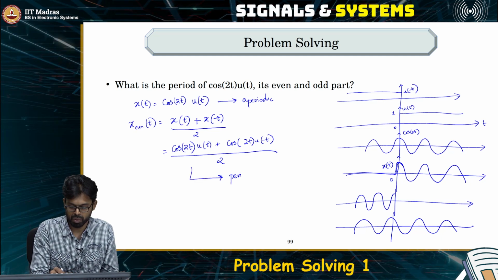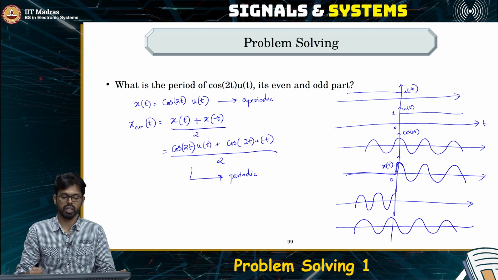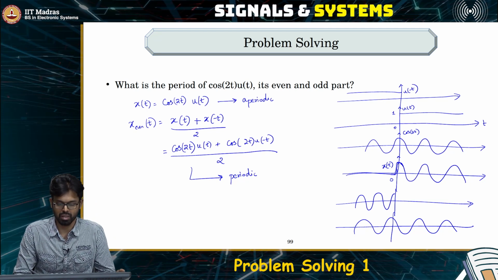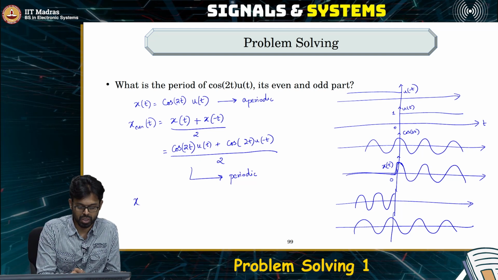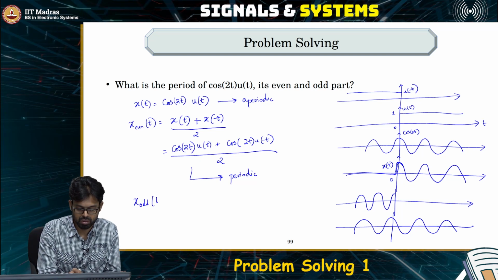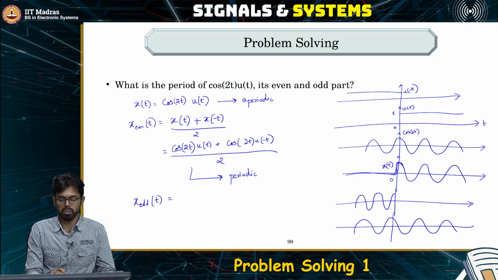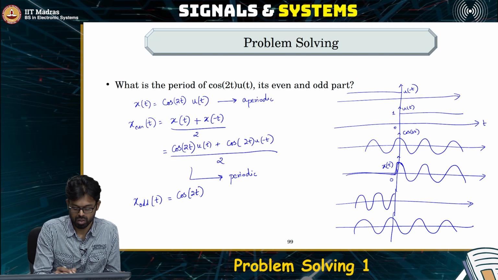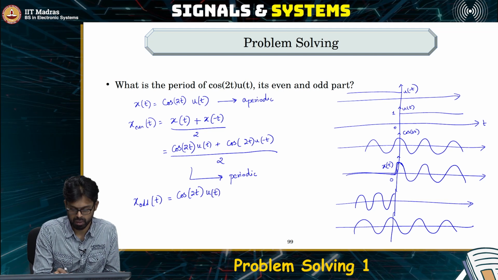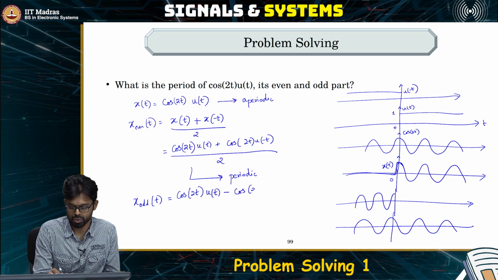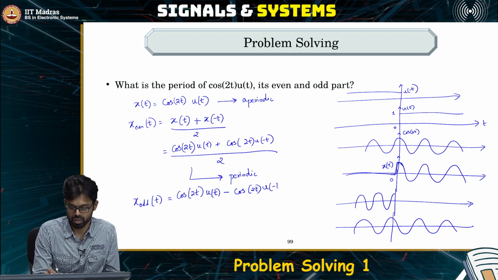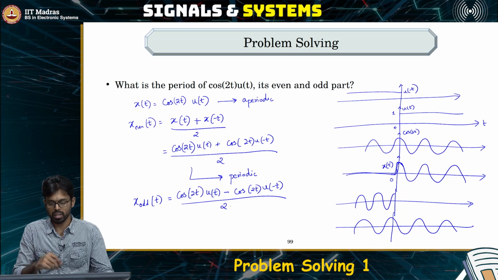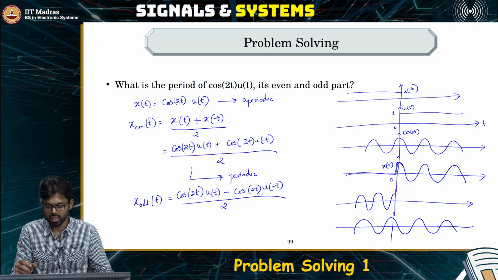This is a nice example where the actual signal is aperiodic, but if you take the even part, it turns out to be a periodic signal. Okay. What about the odd part? So, the odd part is cos of 2t u of t minus cos of 2t u of minus t by 2. Is this periodic? This is not periodic because let us see how it looks like.